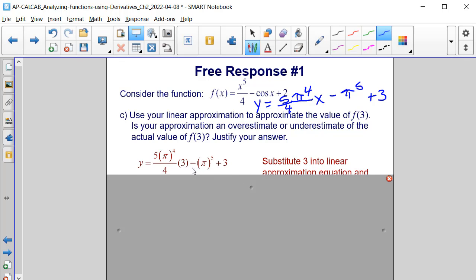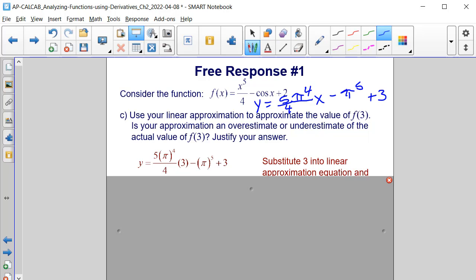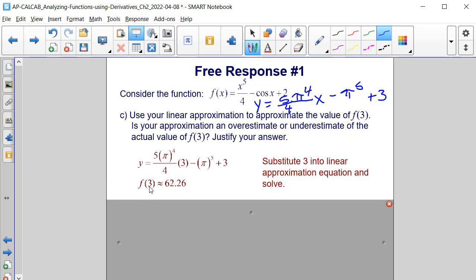So here's what it would look like when we substitute the value of 3 in for x. And now let's switch over to a calculator and evaluate this. So we have 5 times pi, which is right here, raised to the 4th power. We're dividing that by 4. And then we're multiplying that value by 3. And then we're subtracting pi raised to the 5th power. And then we're adding 3 to that. And when we do that, we end up getting about 62 and 26/100. So that's the approximation for our function evaluated at 3.